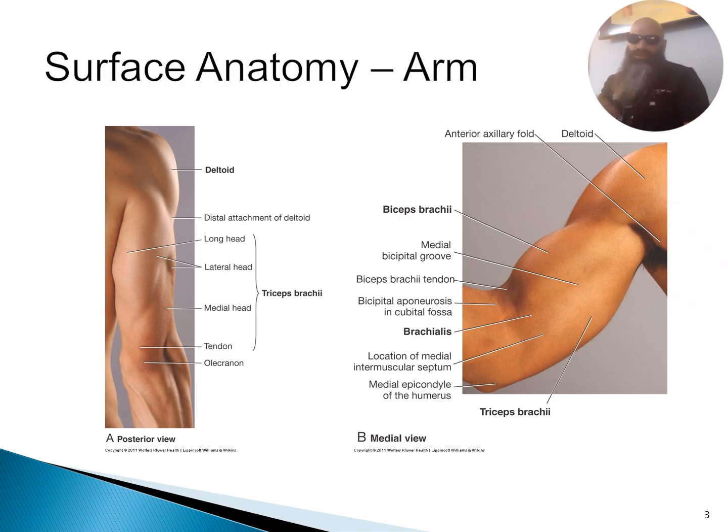What is the main action of the triceps? Triceps extension, yeah, perfect. So it's an antagonist of the biceps. Oh, there's a bicep right there. So it does the same thing here.